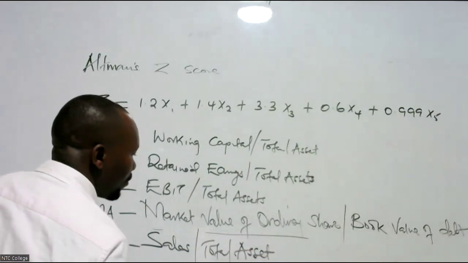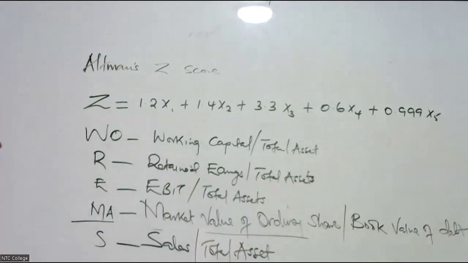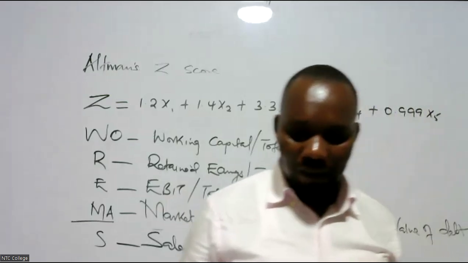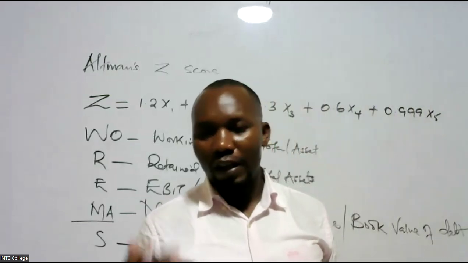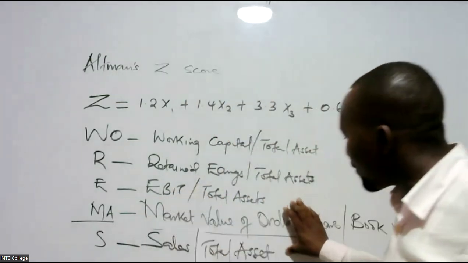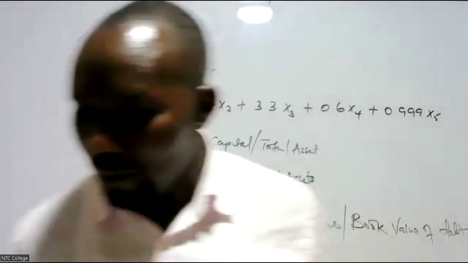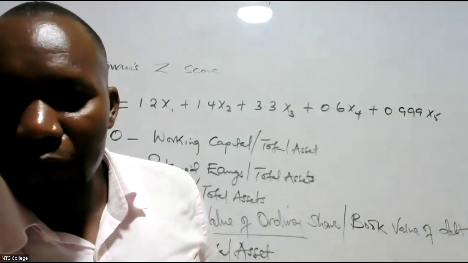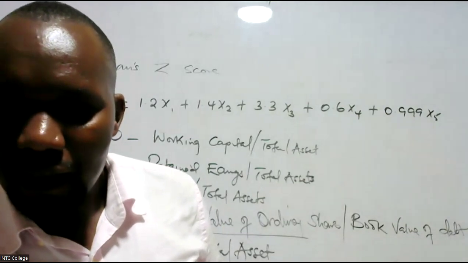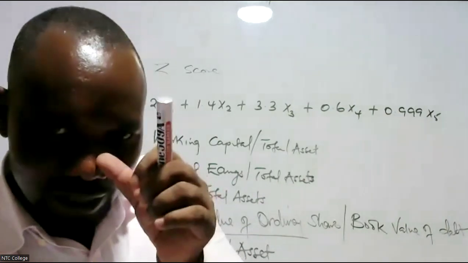What you'll notice is that everything is over total assets, except the market value of ordinary shares. Ordinary shares are a source of capital, and debt is also capital. So the only thing that is different is capital, the capital of the owners all over debt, right? Now, that's basically the way the formula is given. However, the examiner can give it the way they want. If they change anything, they will tell you what has changed.